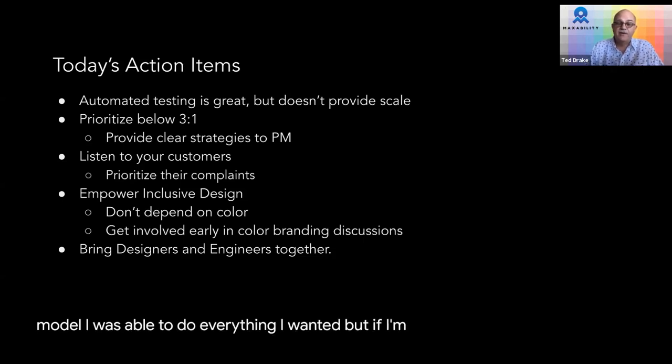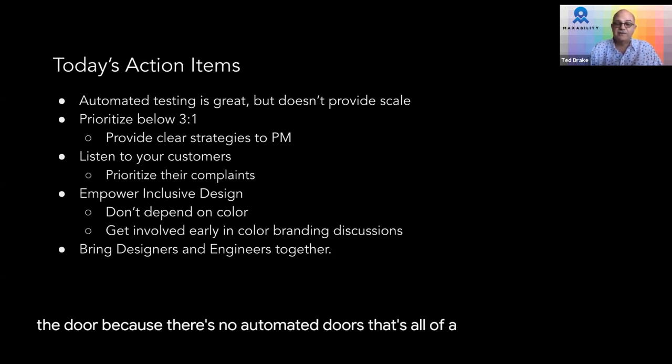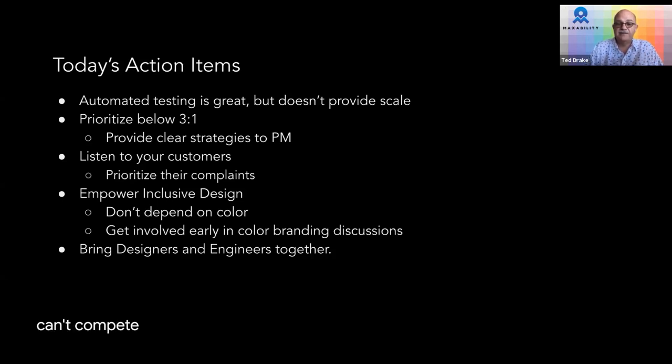But if I'm someone that's able-bodied and I'm carrying 5 bags of groceries and I can't get into the door because there's no automated doors, that's all of a sudden someone that's normally able-bodied is now disabled because they can't complete the task. So think about the social model and get your designers to understand that.